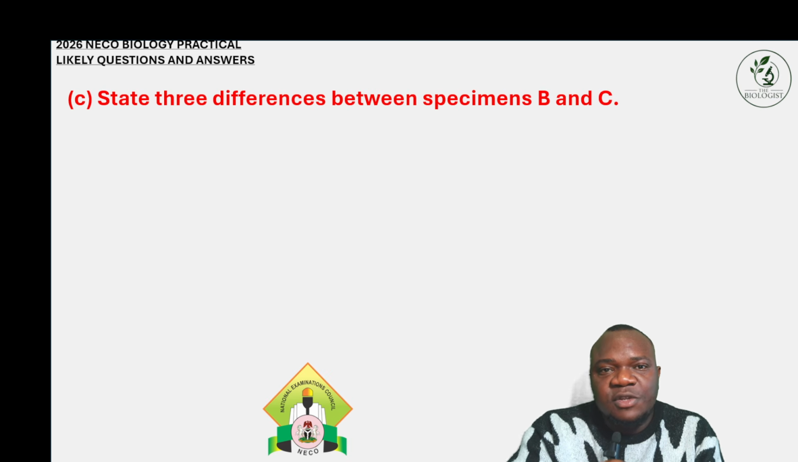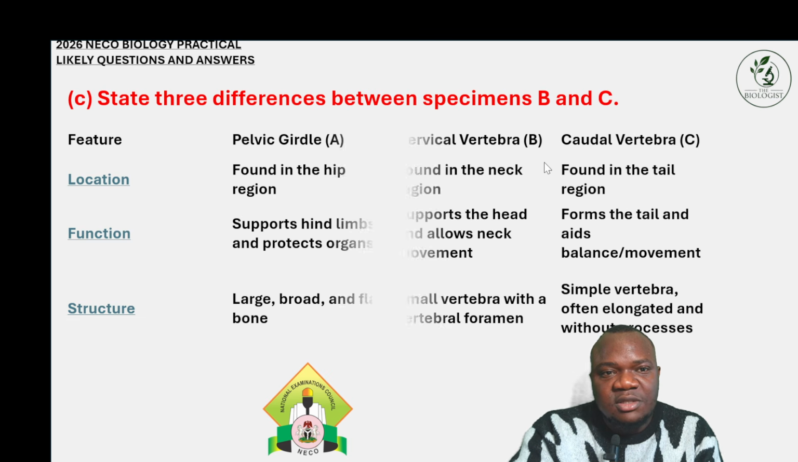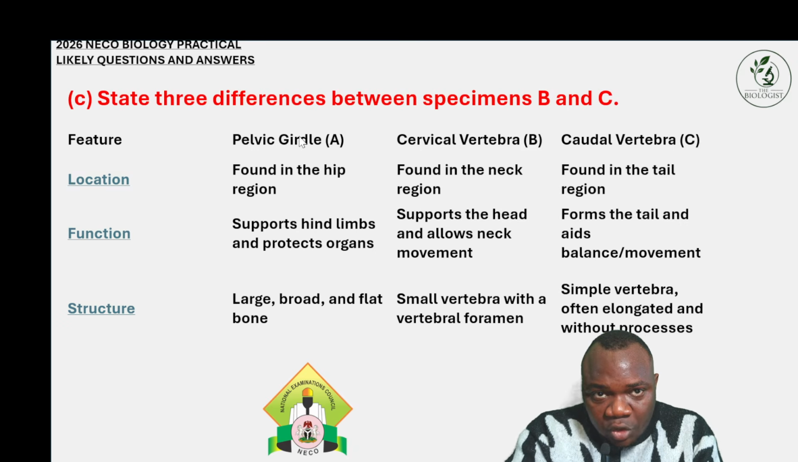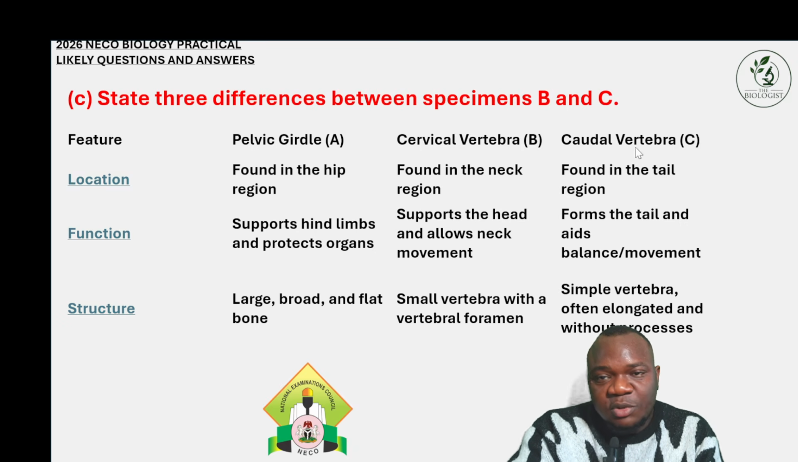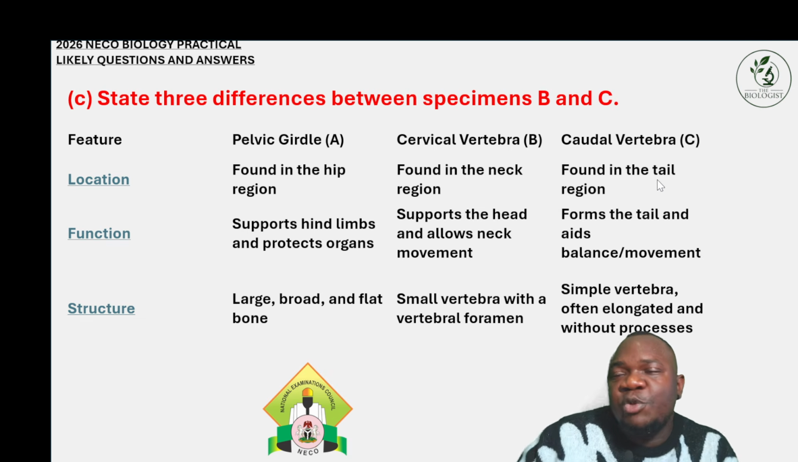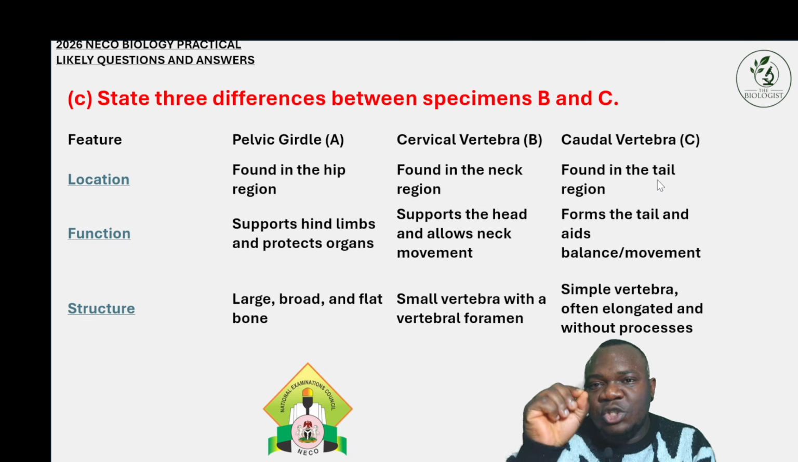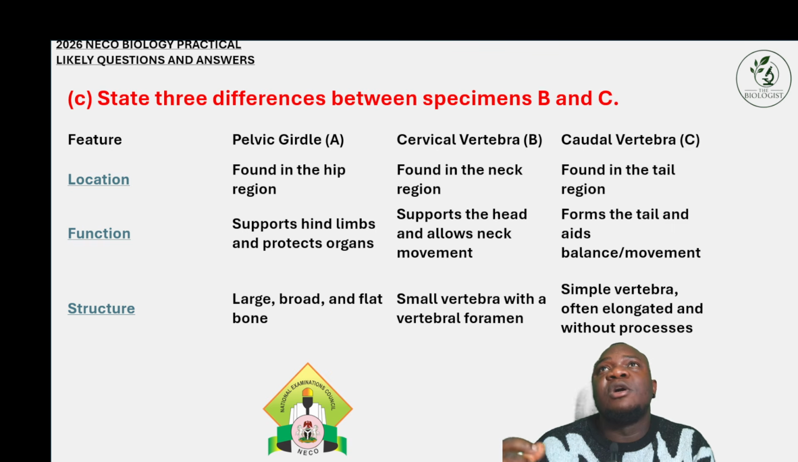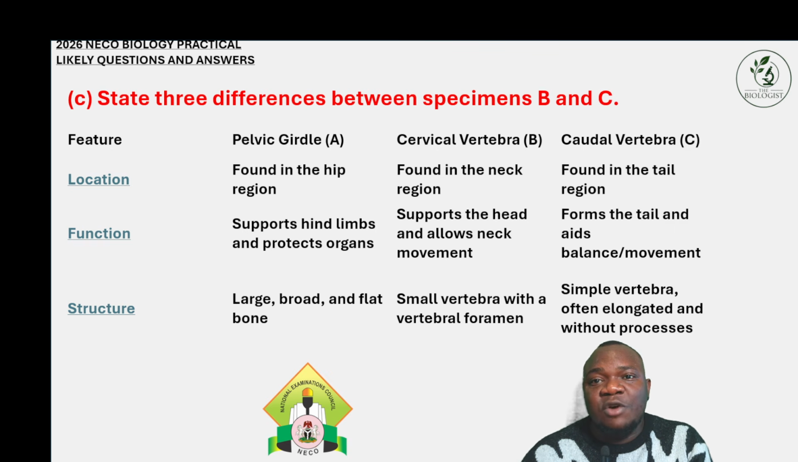So it states three differences between specimen B and C. Okay, so I was able to bring out all the specimens, A, B, and C. So it's important for you to know all of them. So look at the location, very important. So the pelvic girdle is found in the hip, cervical is found in the neck region, and caudal is found in the tail. And you know that in human beings, our caudal vertebrae is very reduced, unlike that of other animals like your dog, an animal that has a long tail. So our vertebrae is very small and highly reduced.